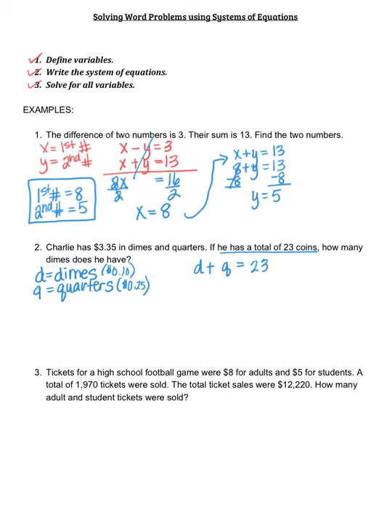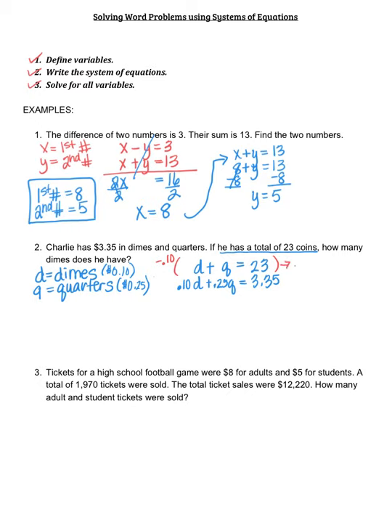Now for the money. A dime is worth 10 cents. So 10 cents times D plus 25 cents times Q equals the money. How much total money does Charlie have? $3.35. Now we are going to have to eliminate one of the variables. I'm going to try to eliminate the D's. In order to eliminate D, I would need a negative 0.10 right there beside the D. So I'm going to multiply that top equation by negative 0.10.